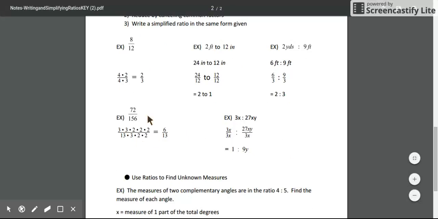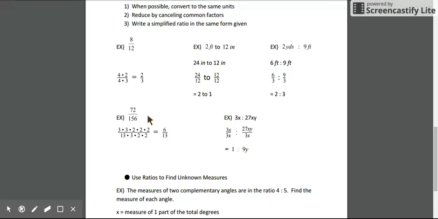Another way to reduce fractions or reduce ratios is to come up with what's called a prime factor list. So if you can create a factor tree and break a number down into all of its prime factors, and if we do that on top and bottom, then we can cancel common factors that we see on top and bottom. So it's a little bit more of a visual way to do it, as long as you can factor a number into all of its prime factors.